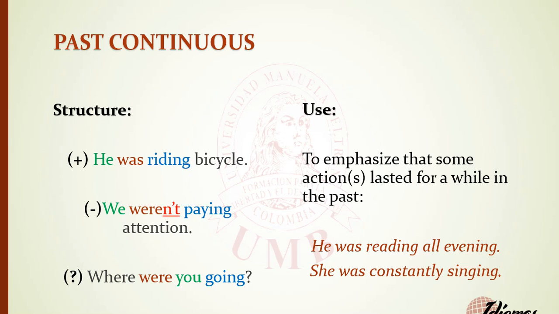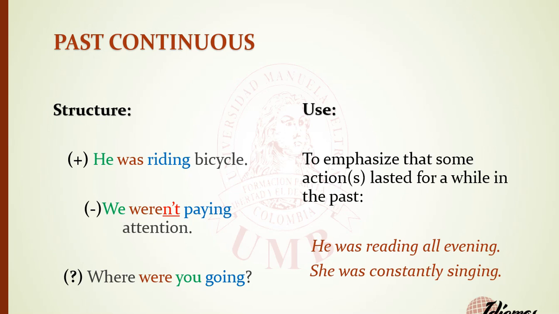Negative. We use the same grammar pattern, but the difference is that we use the simple past tense of the verb to be in negative. Example, we weren't paying attention. We use weren't because the subject is we.